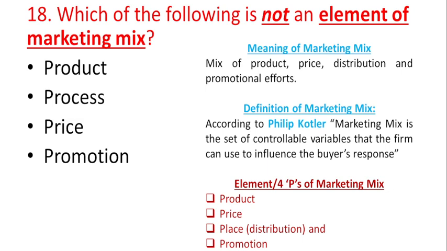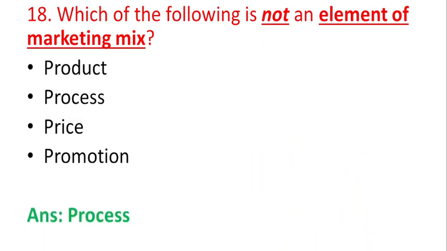The elements of marketing mix are also known as the 4 P's of marketing. As they start with the letter P, they are known as 4 P's of marketing, which are product, price, place and promotion. So from this, it is very much clear to us that the answer for this question is process. Process is not an element of the marketing mix.